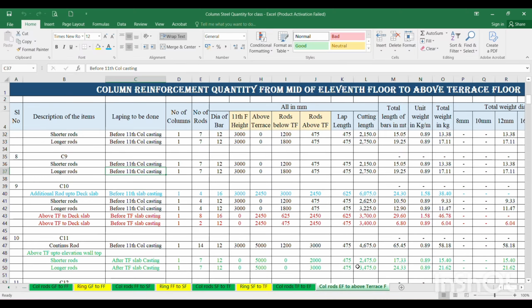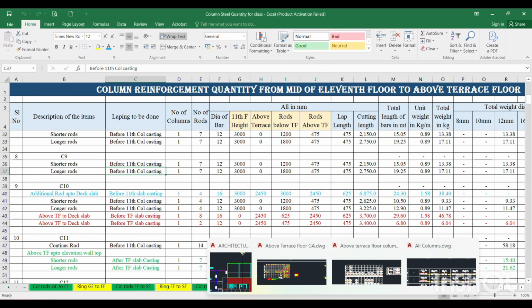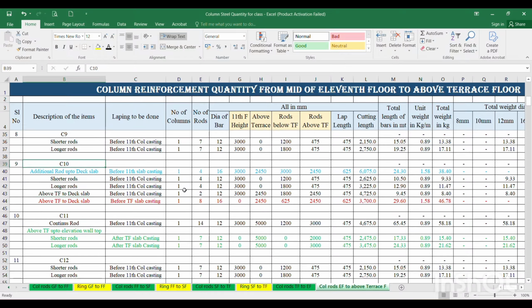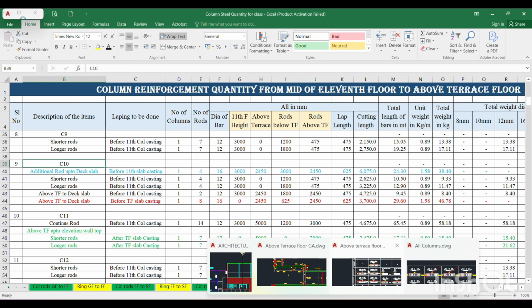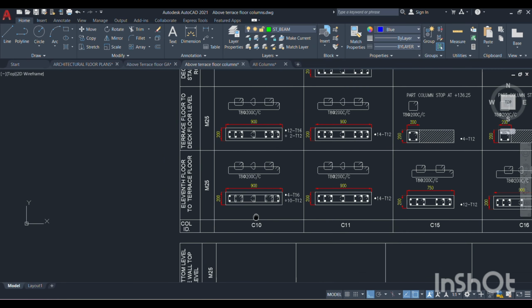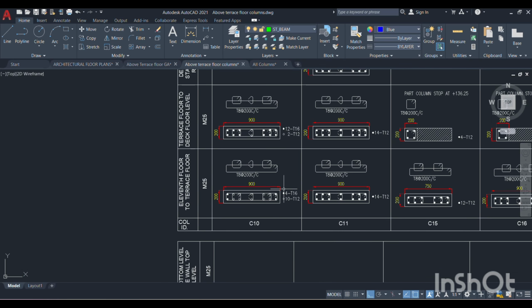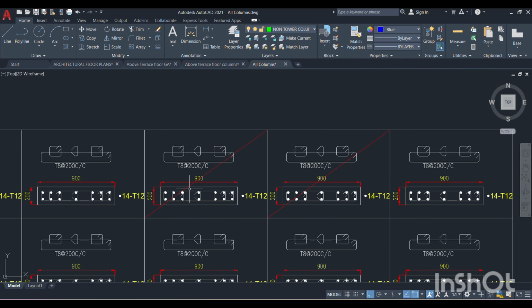Okay, next we are going to start C10. Then come to column number 10. So this is the column number C10. Here 4 number of 16 is there at the 11th floor level, and here 10 number of 12 is there. As per the previous drawing, this is the C10.